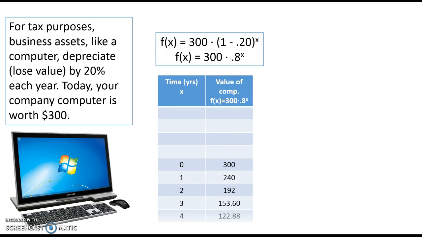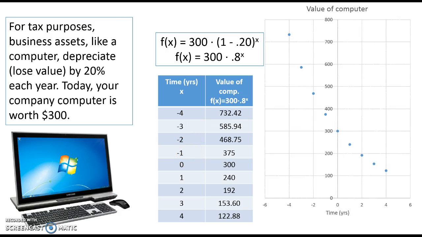So let's look at what it was worth. A year ago, it was worth $375 according to the government. 2 years ago, it was worth $468.75. 3 years ago, it was worth $585.94. And 4 years ago, it was worth $732.42. Let's plot these points and see what's going on with the graph. This time, instead of going up, up, up as we go left to right, these are going down, down, down. And if we connect our points, we see we've got a nice downhill curve. It's not nearly as steep as our other one was.